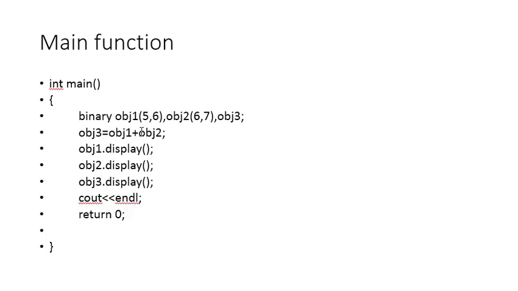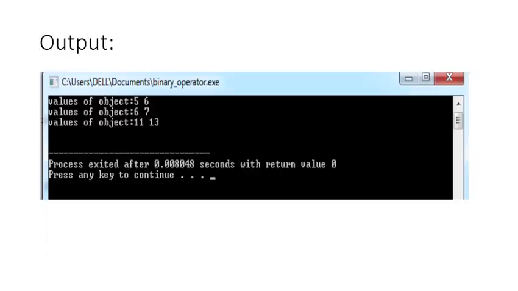Object 1 dot display will give us these values 5 and 6, object 2 dot display will give us the values 6 and 7, and object 3 dot display will give us the sum of the two objects. The output is given here: the values of object 1 are 5 and 6, the values of object 2 are 6 and 7, and they are simply adding the numbers. So 5 plus 6 is equal to 11 and 6 plus 7 is equal to 13.